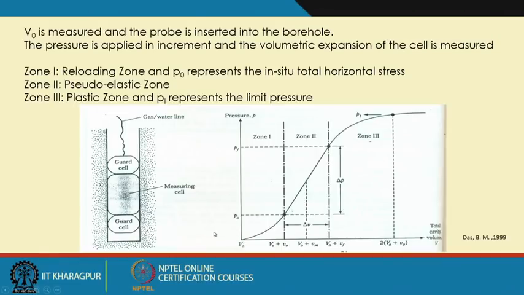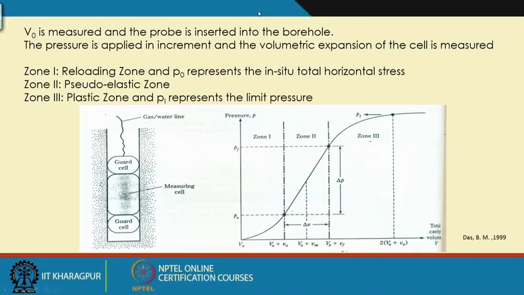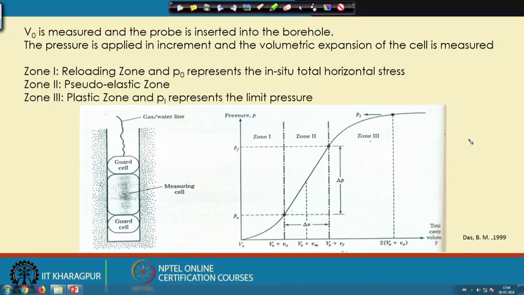So, when we remove the soil from the borehole, there will be an expansion of this wall. That means when we apply the pressure, the soil again goes to its original position. Initially, suppose this is the original actual pressure-volume of the side wall of the borehole.